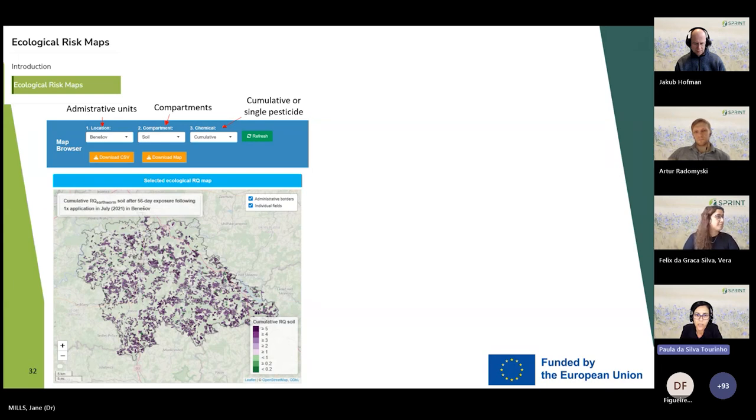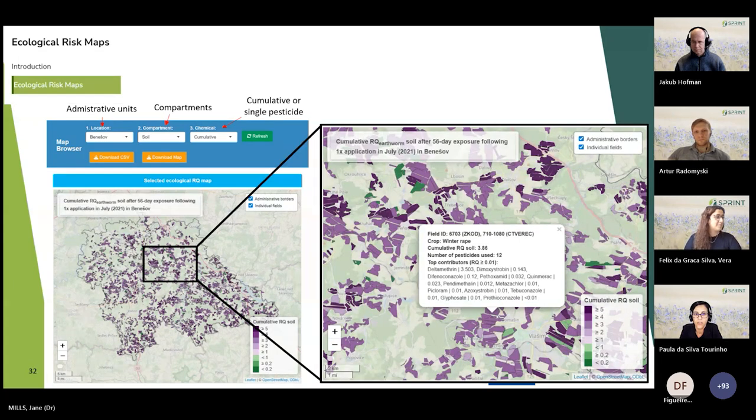Next, please. If you zoom in on the maps, you can click on a specific field, and that will open more detailed information for that field. So for example, we will have the type of crop that's there. You have the cumulative risk quotient value, and you also see the top contributors for that value. Next slide, please.